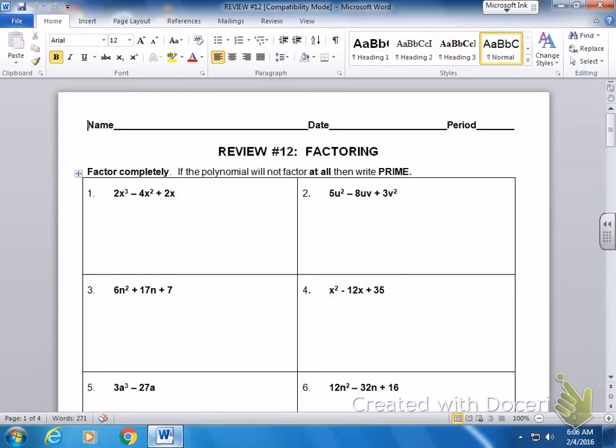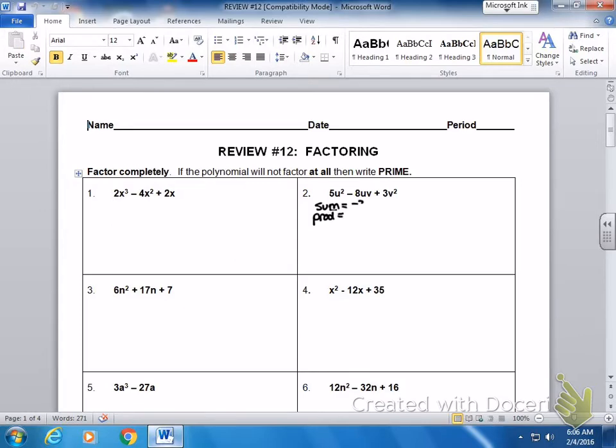The first one I want to look at today is number 2. Number 2 has multiple variables in it, but remember, we can use the swing method. We just have to remember to put that second variable into our answer. So let's just start off and imagine that the v's aren't even there and work it like we normally would. So we need to find the sum and the product.